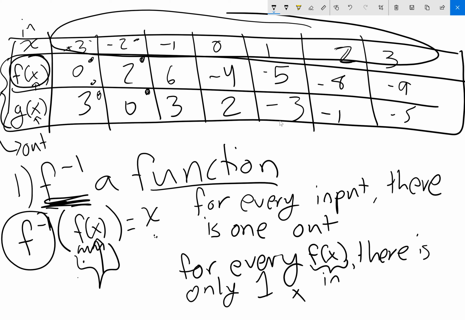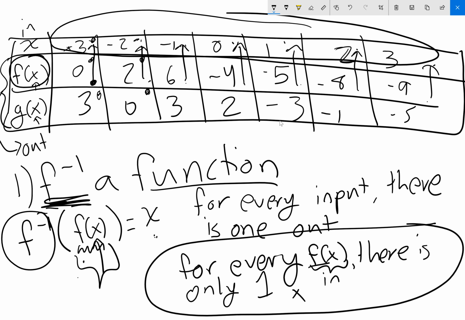If we input 0 into our inverse function, we get -3. 2, we get -2. 6, we get -1. -4, we get 0. -5, we get 1. -8, we get 2. -9, we get 3. Okay, so each one points only to one value, right? One output value. So we would say yes, it is, because for every f of x, there is only one x.